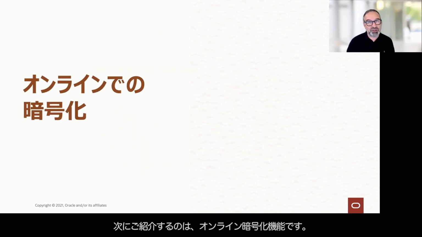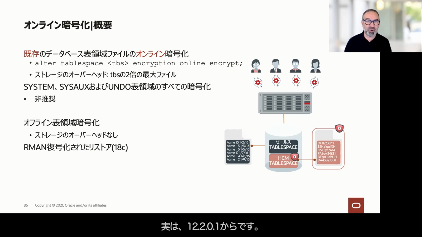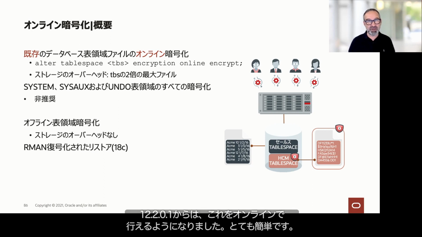Our next cool feature, online encryption. And this is a feature which is there also since quite a while. We actually introduced it with 12.2.0.1. So before 12.2.0.1, if you wanted to encrypt a tablespace, you had to take the tablespace offline and then encrypt it. Since 12.2.0.1, you can do this online.